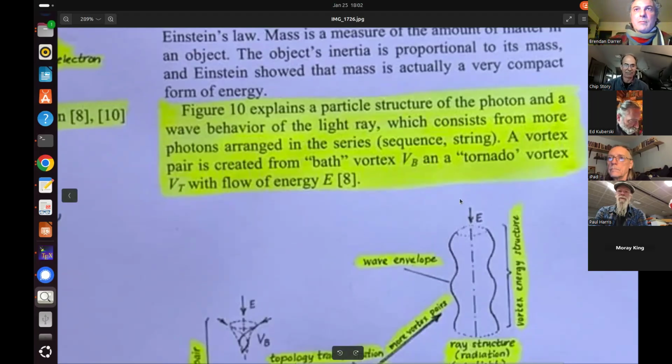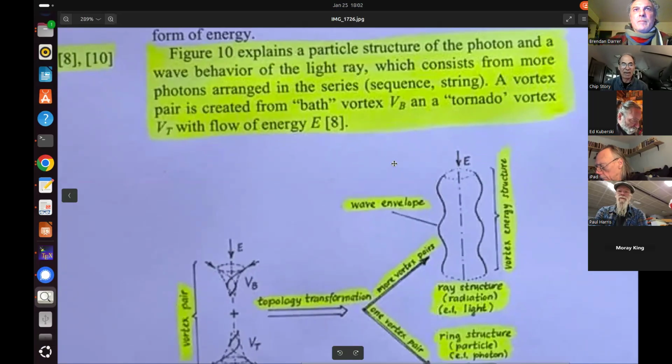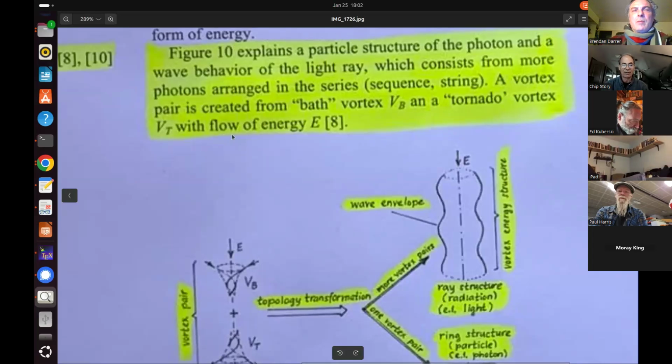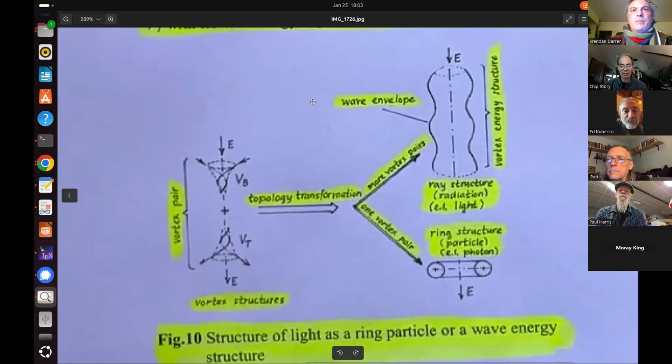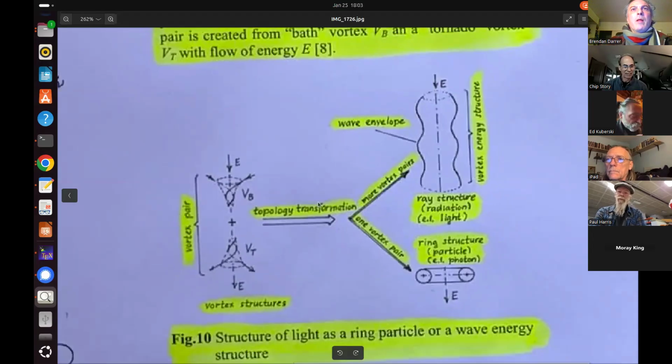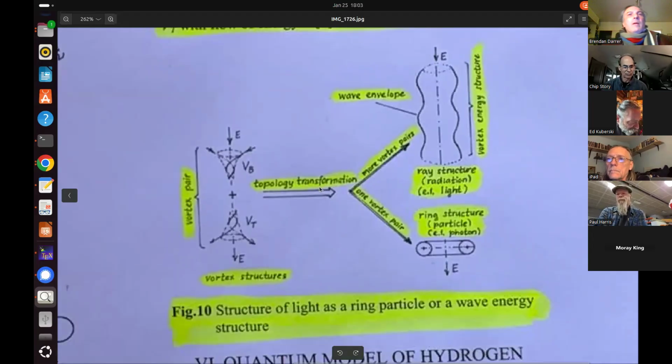All right, figure 10 explains a particle structure of the photon and a wave behavior of the light ray, which consists of more photons arranged in a series, sequence, and string. A vortex pair is created from a bath vortex and a tornado vortex. Okay, interesting, this is really important. Again, you can see the vortex structures and how there's rotation and counter-rotation.